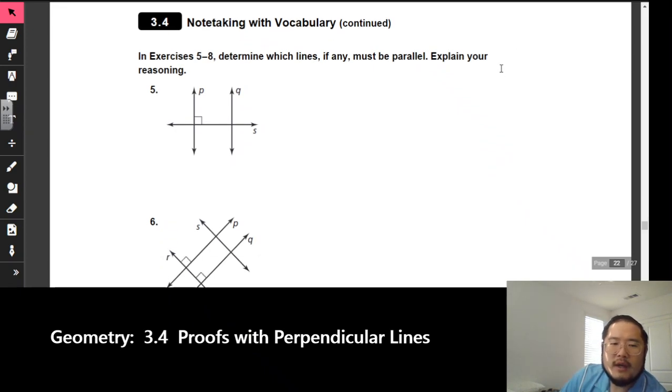Okay. And number 5, determine which lines, if any, must be parallel. We got to make sure that we have enough information to do that right here. So if I look right here, I'm looking at P and Q, and all I know is that P and S are perpendicular, but I don't know that Q is perpendicular to S. Okay, so right here we could go ahead and say none. The reason being, there's not enough info.